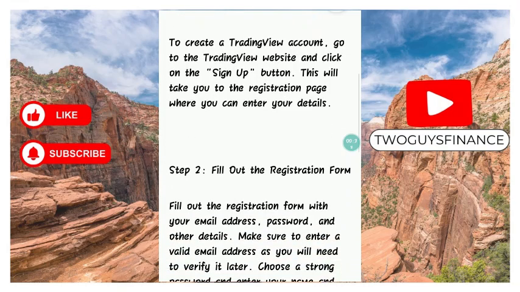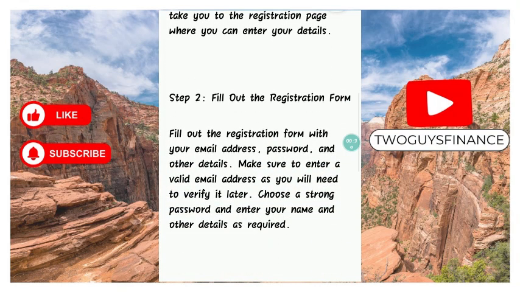Step 2 is to fill out the registration form. Fill it out with your email address, your password, and other details, and make sure to enter a valid email address, as you're going to need to verify it later on. Choose a strong password and enter your name and other details as required for the registration process.